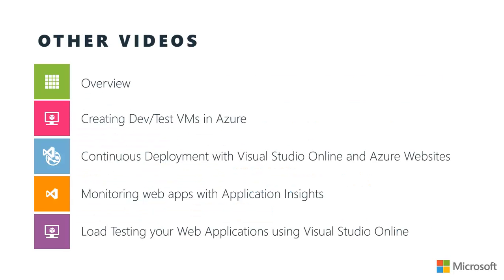And then lastly, remember I mentioned that this is the last in a series of videos. We started out with an overview of Azure and Visual Studio Online. We came back in and looked at creating dev test virtual machines up in Azure. We talked about setting up continuous deployment with Visual Studio Online and Azure websites. We saw how to monitor your web applications using Application Insights. And then finally, in this video, we looked at load testing your web applications using Visual Studio Online.